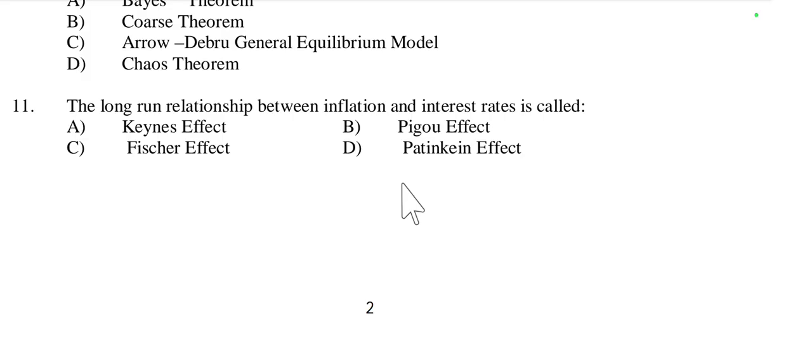It is called the Fisher effect. So option C is right here, because Fisher effect describes the long run relationship between nominal interest rate and inflation. According to the Fisher effect, the nominal interest rate is equal to the real interest rate plus the expected inflation rate. Therefore, when inflation rises, nominal interest rates tend to rise as well to maintain a stable real interest rate. So it is called the Fisher effect.